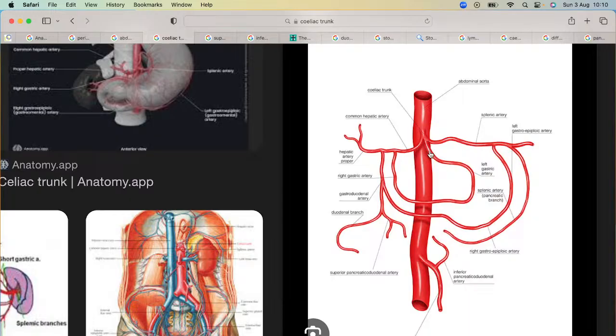Then we have the left gastric artery, and then we also have the common hepatic artery. Okay, now the left gastric artery goes on to supply the lesser curvature of the stomach. We will see about the stomach in a bit, but just keep in mind it supplies that area of the stomach. Splenic artery, as we said, supplies the spleen mainly, but also then the splenic artery divides and gives certain branches, including the left gastroepiploic artery, which supplies the greater curvature of the stomach.